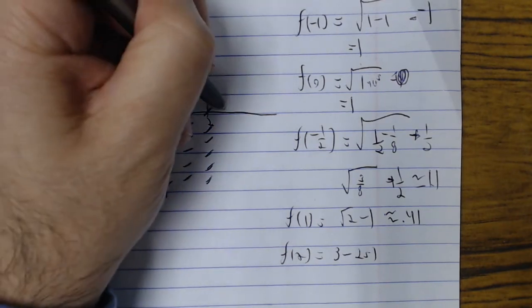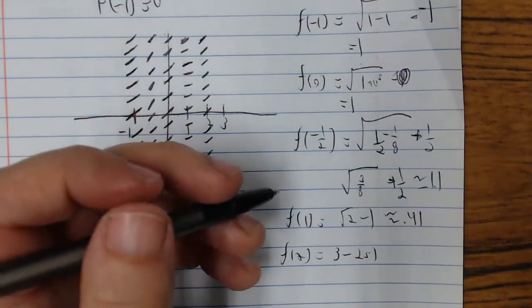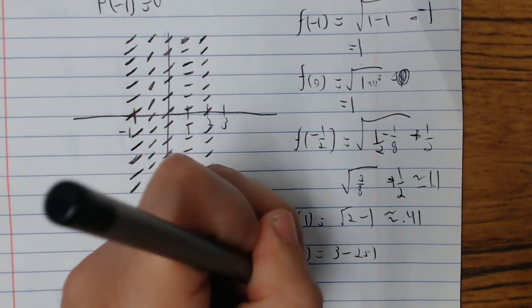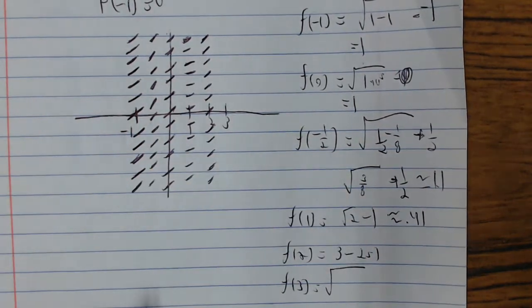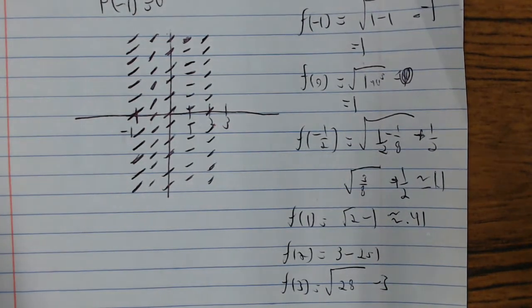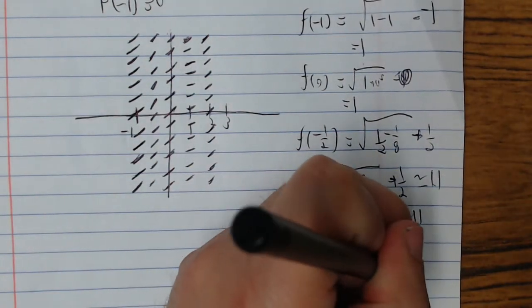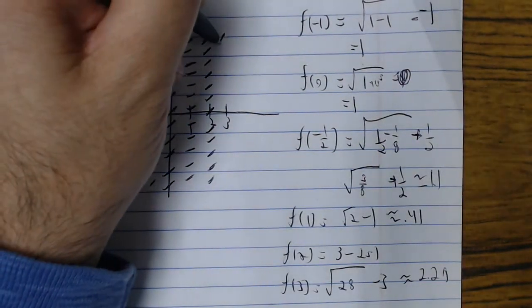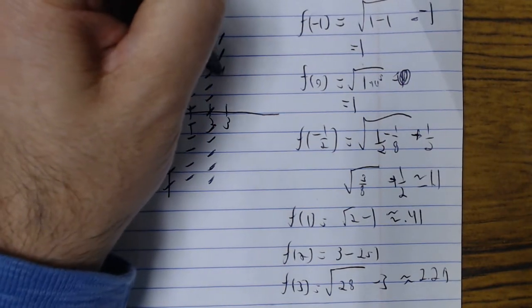And then let's do it for 3, and then we could stop there. So if I plug in 3, what do I get? F of 3 gives us square root of 28 minus 3, and square root of 28 minus 3 is roughly 2.29. So we see it starts getting steeper and steeper. So now we could see kind of what it behaves like.